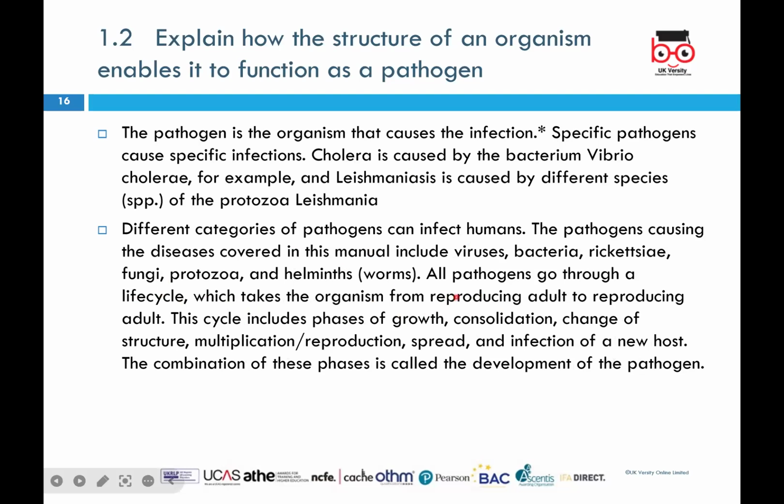There's one male and one female, and then they reproduce together. This cycle includes phases of growth, consolidation, change of structure, multiplication, reproduction, spread, and infection to a new host. These all are known as the development of a pathogen. It is only after this multiplication and reproduction that you can have spread of infection.